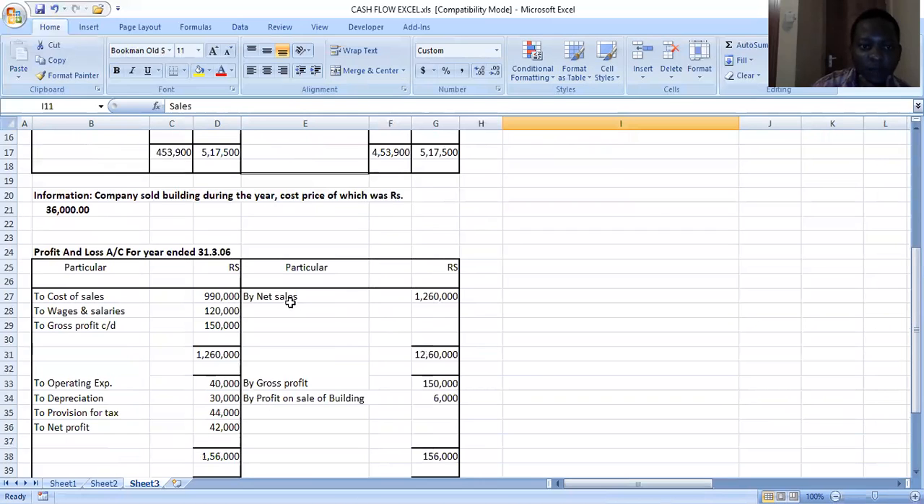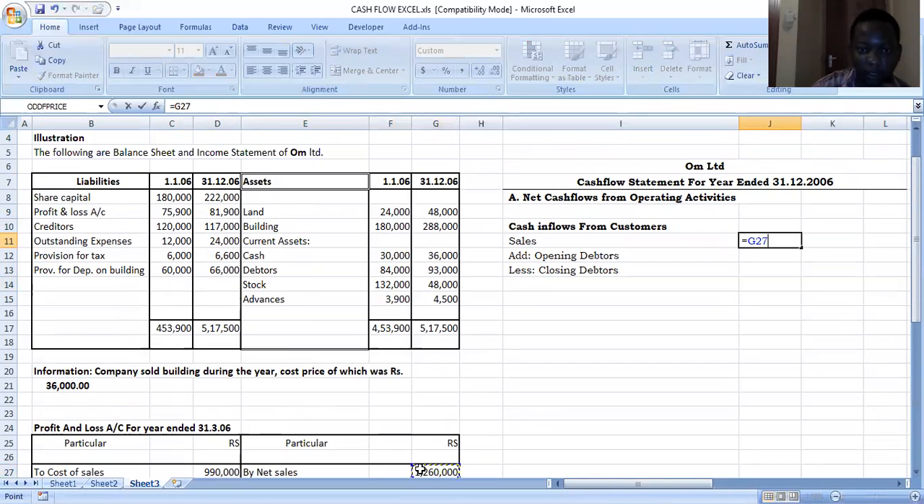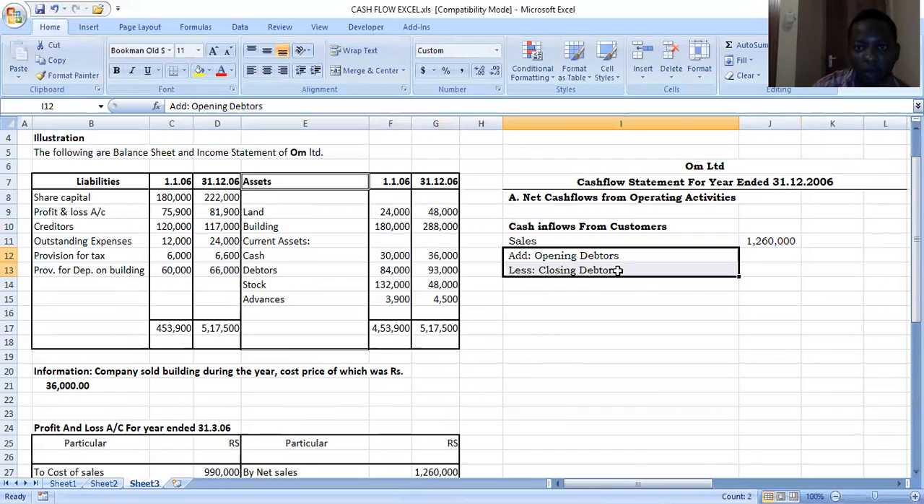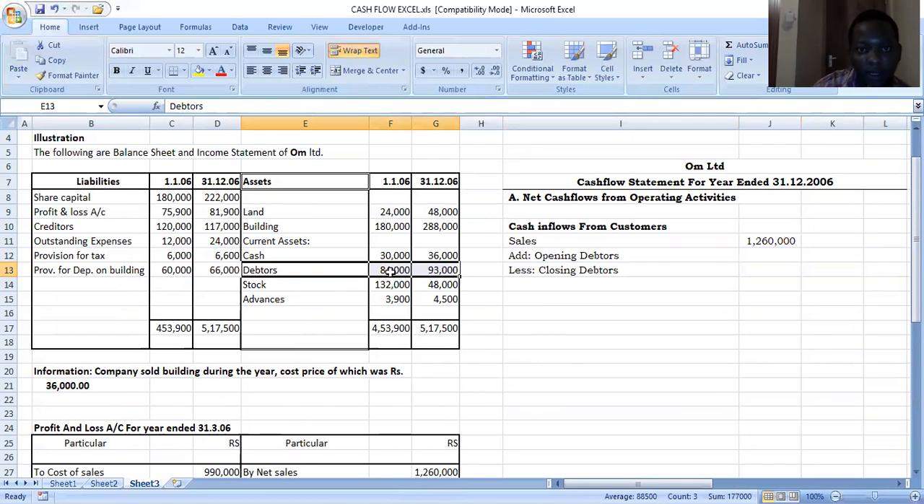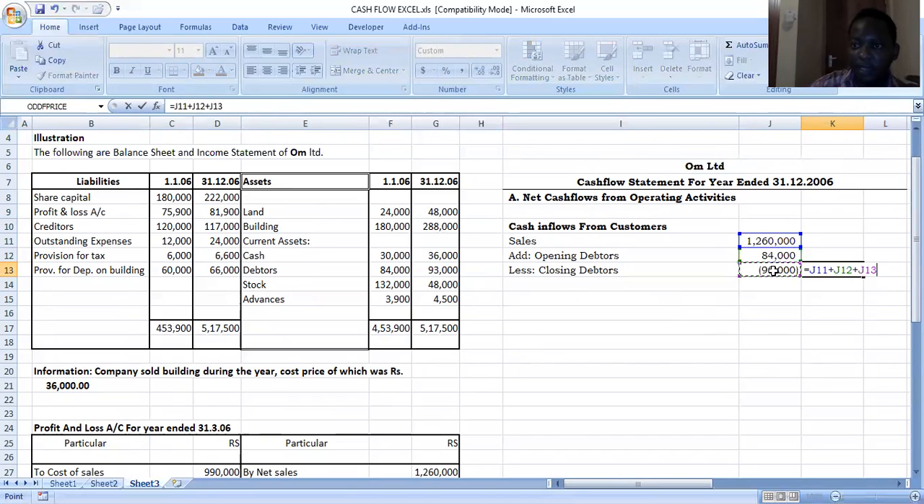The sales can be found in the income statement. So we have sales in our income statement of 1.26 million. We record them. Then opening debtors and closing debtors can be found in the balance sheet on the asset side. The opening debtors is 84,000. The closing debtors is 93,000. So 84,000, and then we less 93,000 closing debtors. Since we are lessing closing debtors, 93,000 shillings needs to be in brackets. We put it in brackets to show that we are deducting.